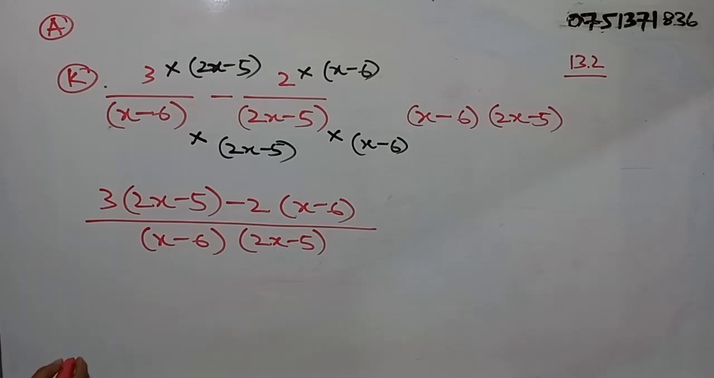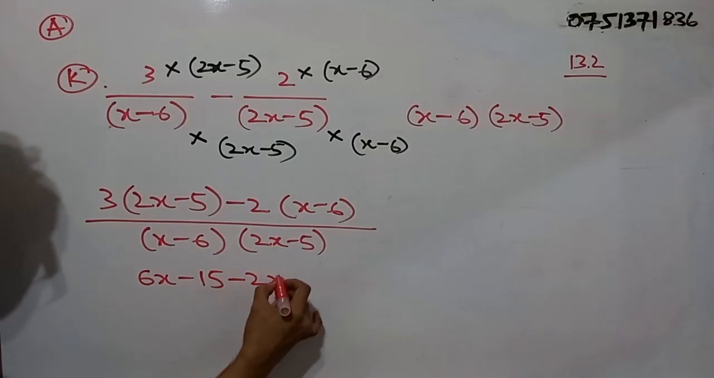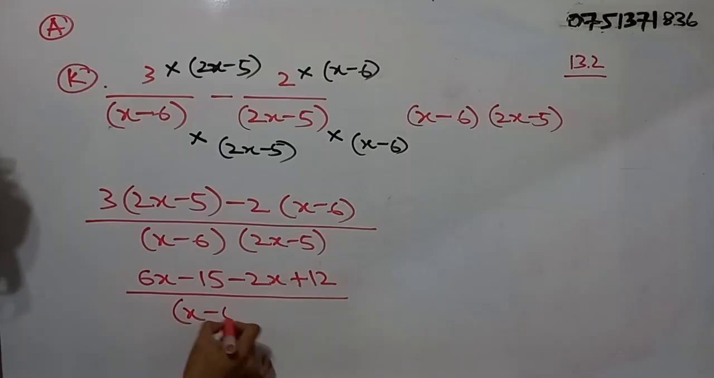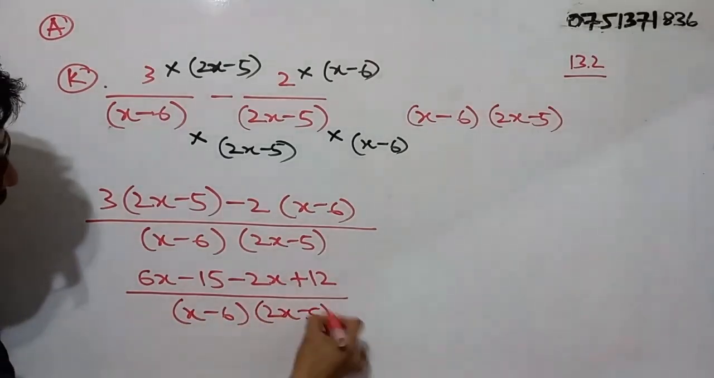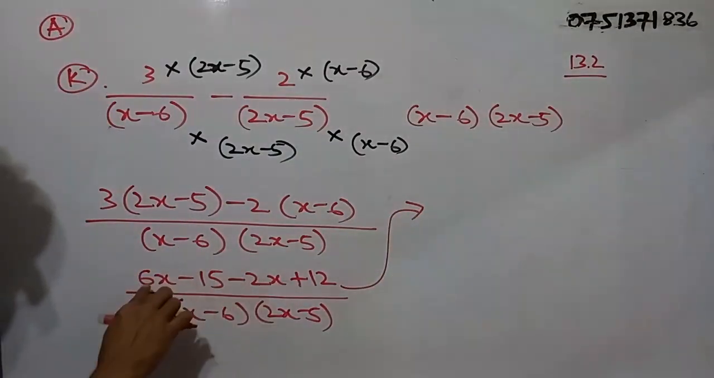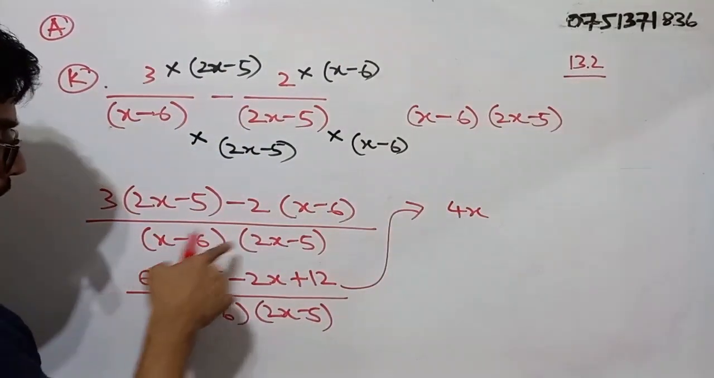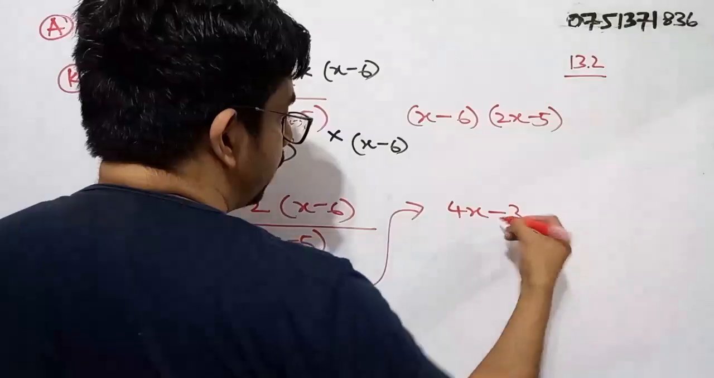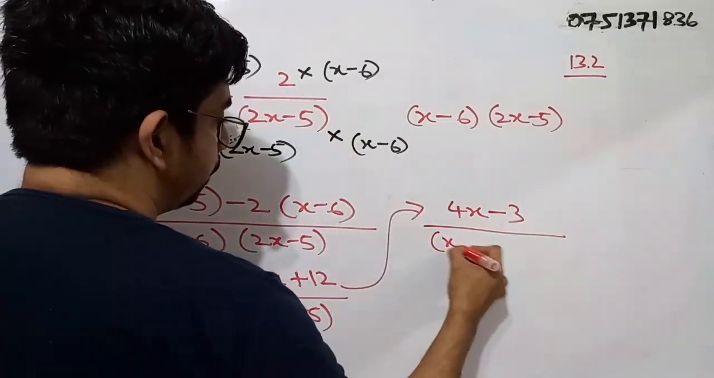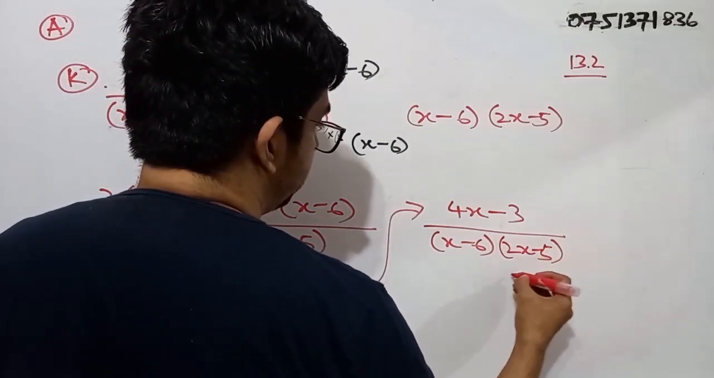So we will do some simplifications here. So 6x minus 15 minus 2x plus 12. Entire expression divided by what? x minus 6 and 2x minus 5. So we will continue from here. So we can do some simplifications here. 6x minus 2x means 4x. Negative 15 plus 12. What is that? Outcome is negative 3. So we can write this as minus 3. Divide by what? x minus 6 and 2x minus 5. So that will be the answer.